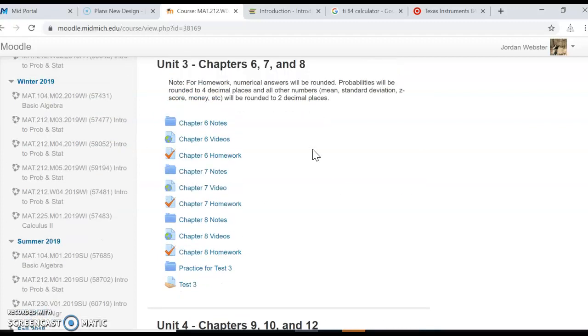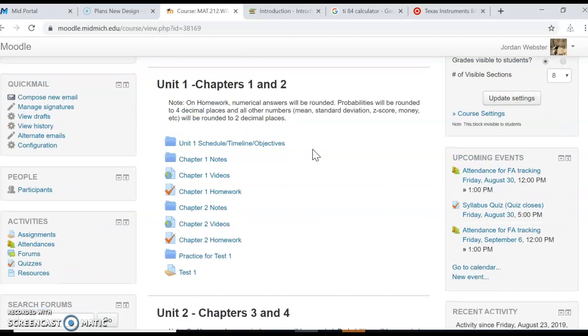And with each unit, I don't have one of these up there for units 2, 3, and 4 yet, but for each one you have a sort of a schedule, timeline, and some objectives for the unit.